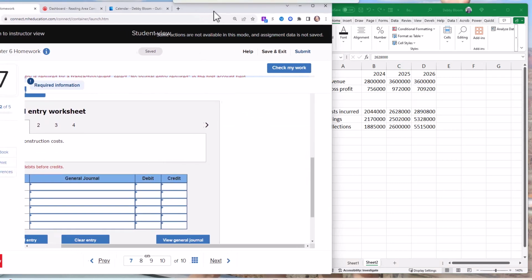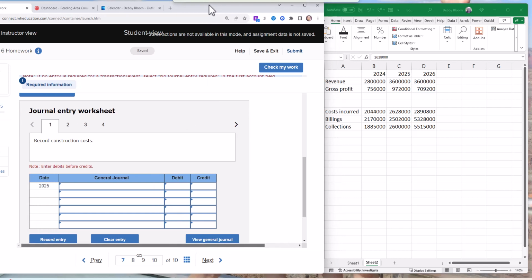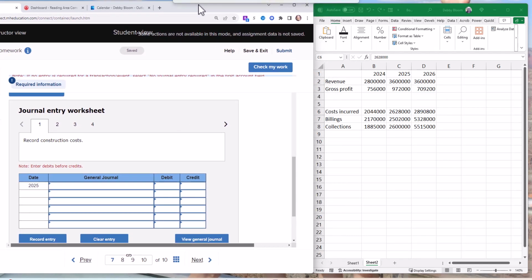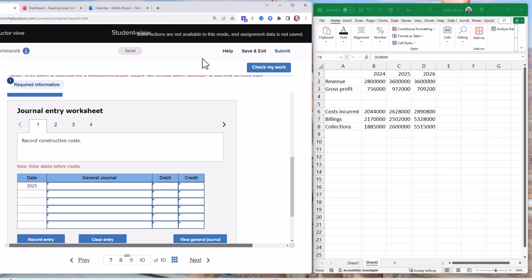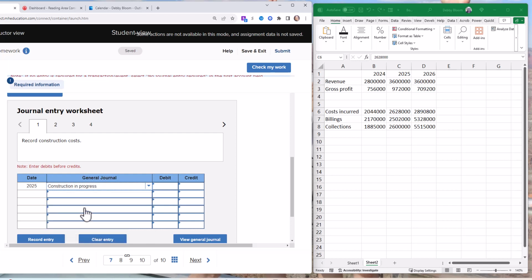So under requirement 2B, we're supposed to record the construction costs for 2025. So we're just going down. For our construction costs, we're going to debit the construction in progress. Remember, that is the asset account for the $2,628,000. And we're going to credit the cash, materials, etc. for the same amount.